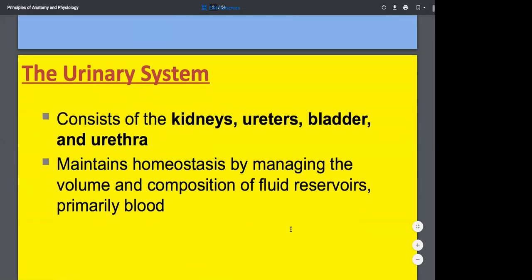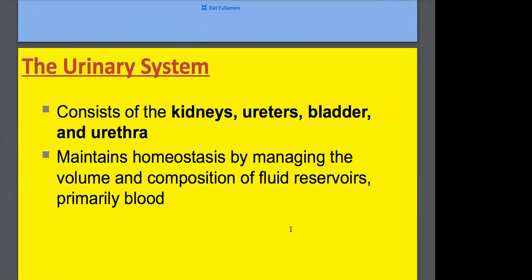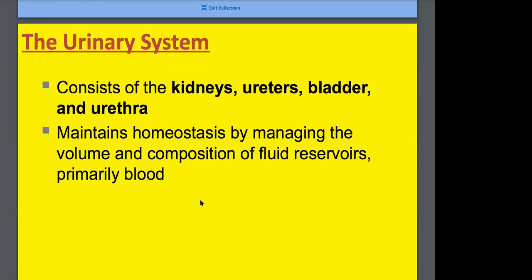When we start with the urinary system, we want to realize that the urinary system covers the kidneys. We're taking a look at the kidneys, the ureters, the bladder, and the urethra. The urinary system helps to maintain homeostasis by managing volume, we're talking about water here, and composition of fluid reservoirs, primarily blood.